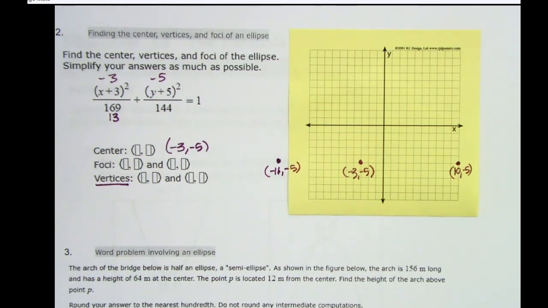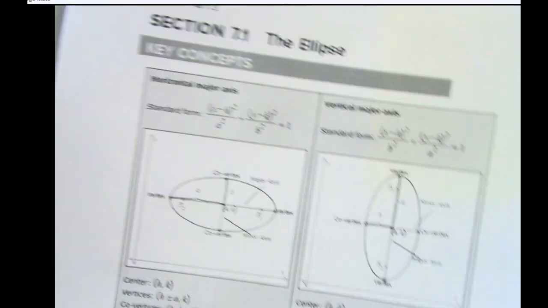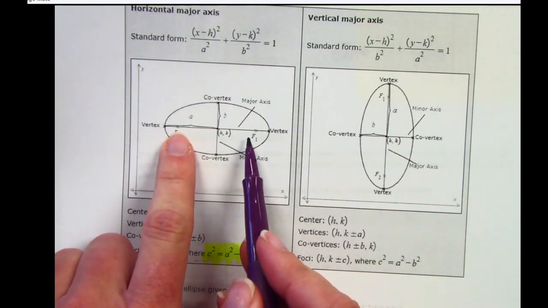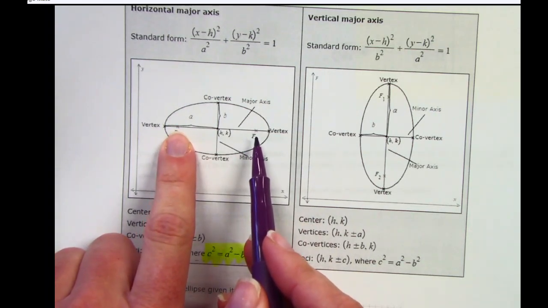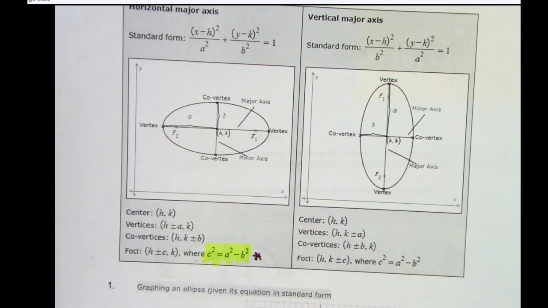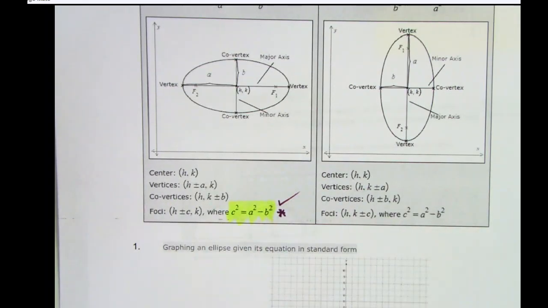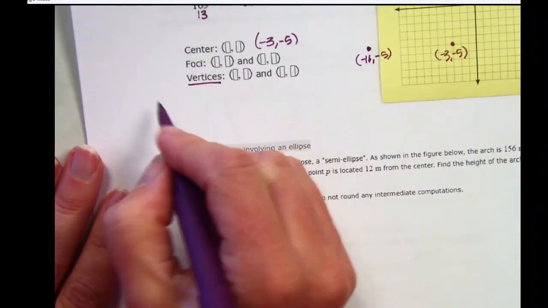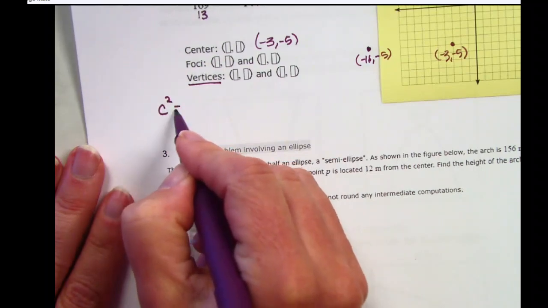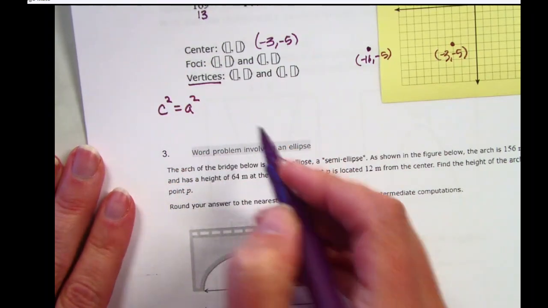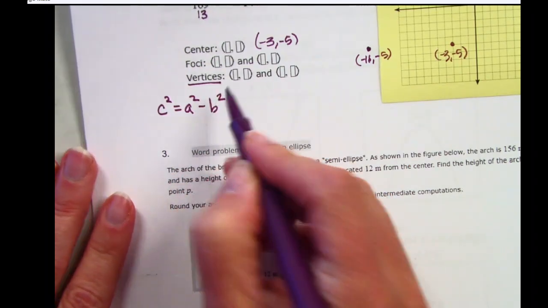And then my foci. Where are they? We didn't really point that out, but the foci sit on the major axis. Okay? And then remember, this is our formula for finding the distance from center. So we're going to use c squared equals a squared minus b squared.